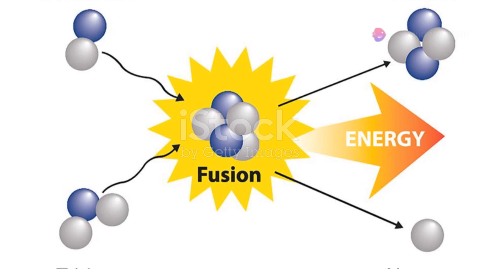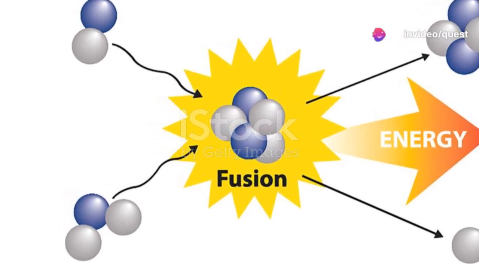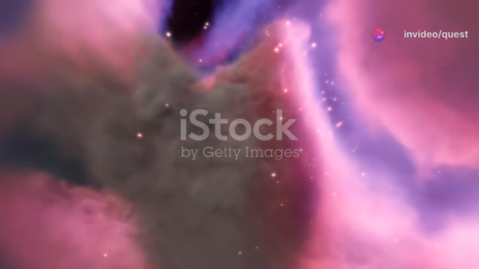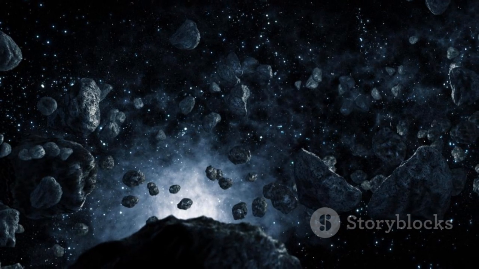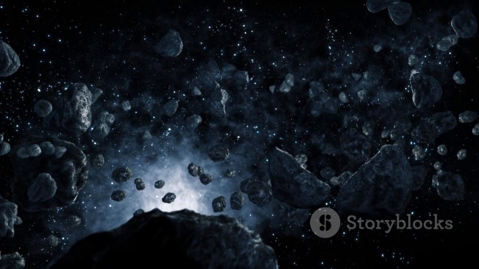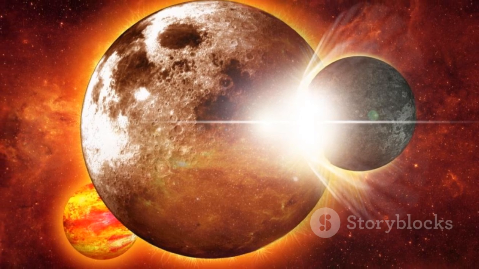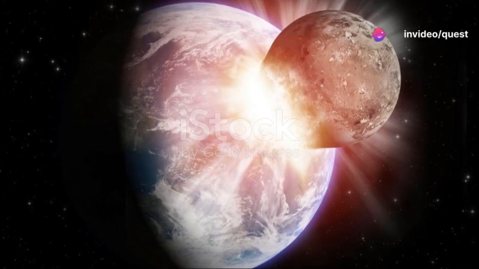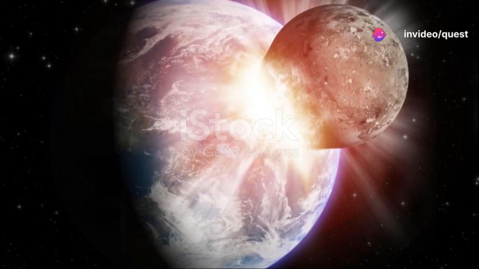But what of the material not consumed by the formation of the star? Surrounding the newborn sun, the remaining dust and gas continue to orbit. Over time, these materials collide and stick together, forming larger and larger clumps, from dust grains to pebbles, and eventually to planetesimals. These are the building blocks of the planets.